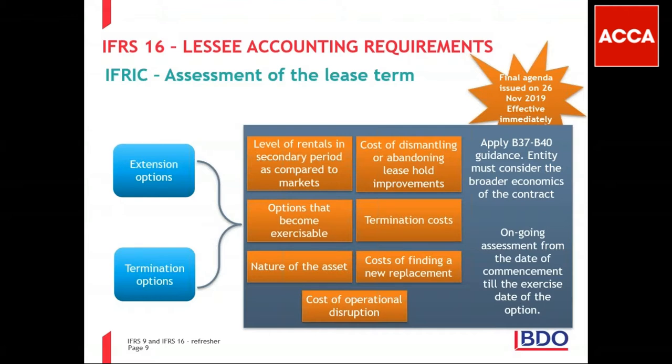So similarly, other factors can also be considered, which could incentivize the lessee to renew the contract, like the cost of finding a new replacement for the asset, or the cost of operational disruption if that leased asset is vital for the business functionality. So all these factors need to be properly considered when performing this assessment. And this is an ongoing assessment which has to be performed at the end of each reporting period.